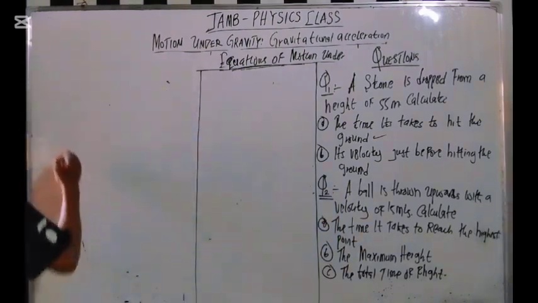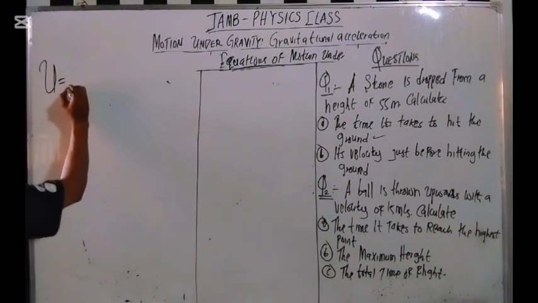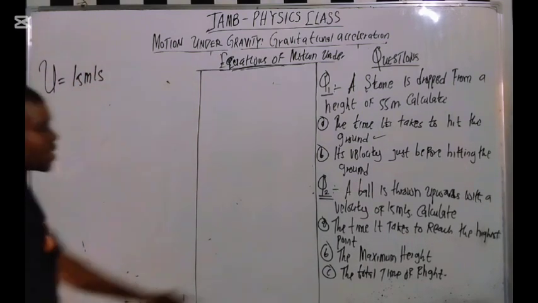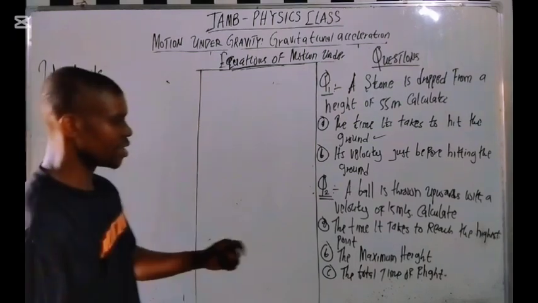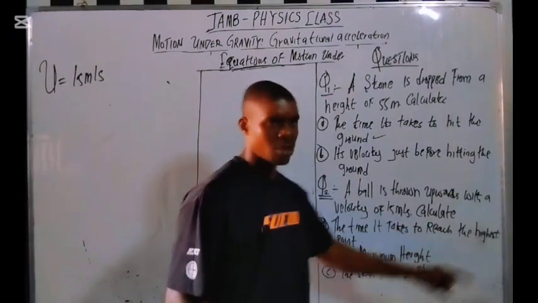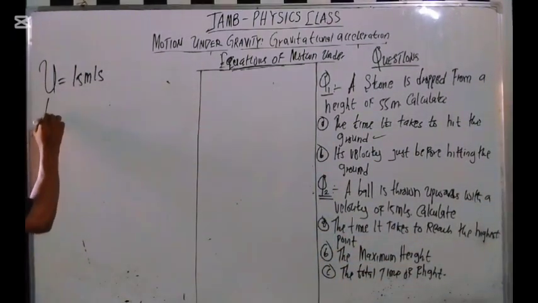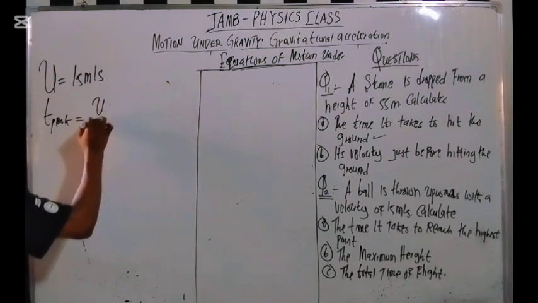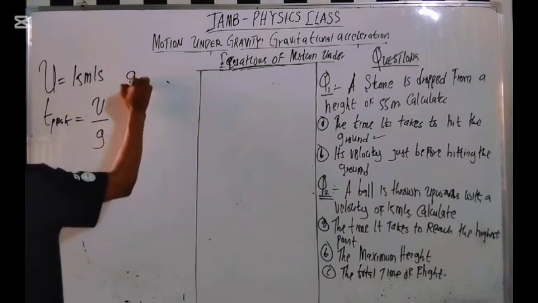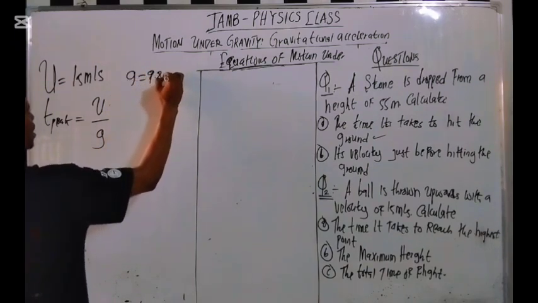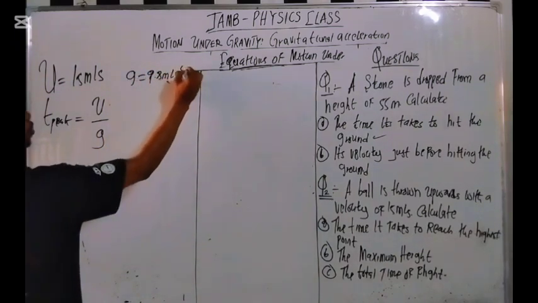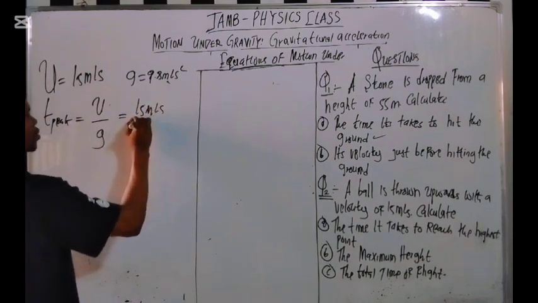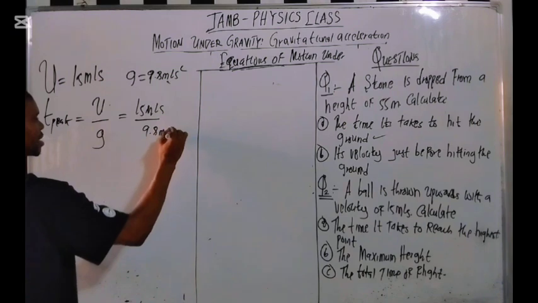So we have U here equal to 15 meters per second, right? Now they say the highest point, the highest peak. So it's going to be T peak. And what is the formula for T peak here? U over G, right? So remember G equals 9.8 meters per second squared, right? So we have 15 meters per second and 9.8 meters per second squared.